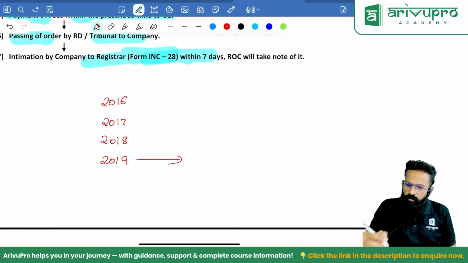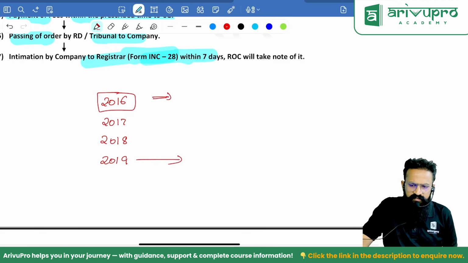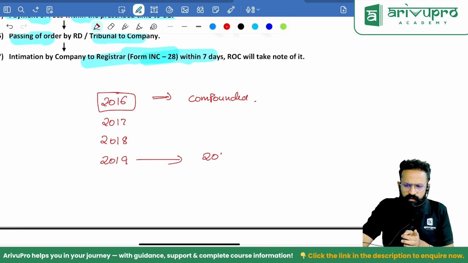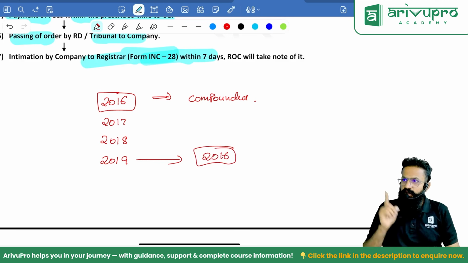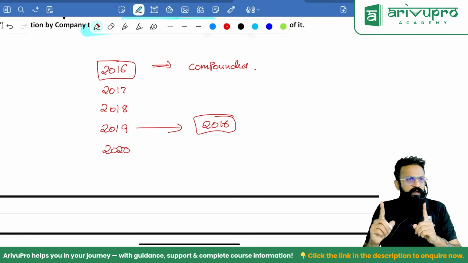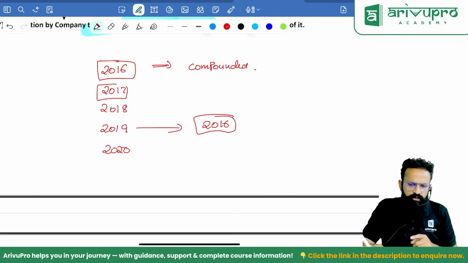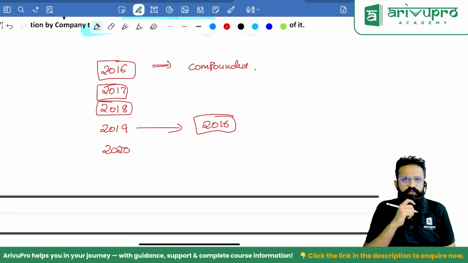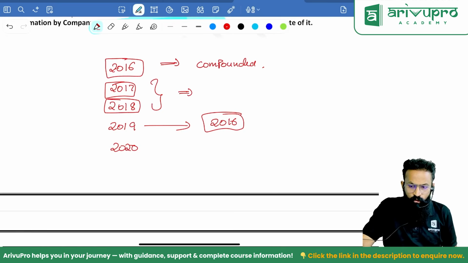I compounded only the 2016 offence. Whatever I made here, I compounded only this. Now 2017-18 I have not yet compounded. In 2019 I only compounded the 2016 offence. Now the question is, in 2020, can I file another compounding application for the offence done in 2017? Can I file one more compounding application for the offence done in 2018? Can I go for compounding for these offenses in 2020? Is it allowed?